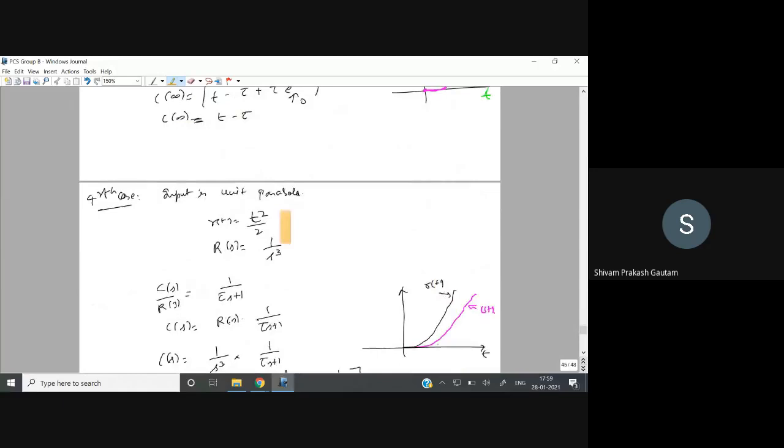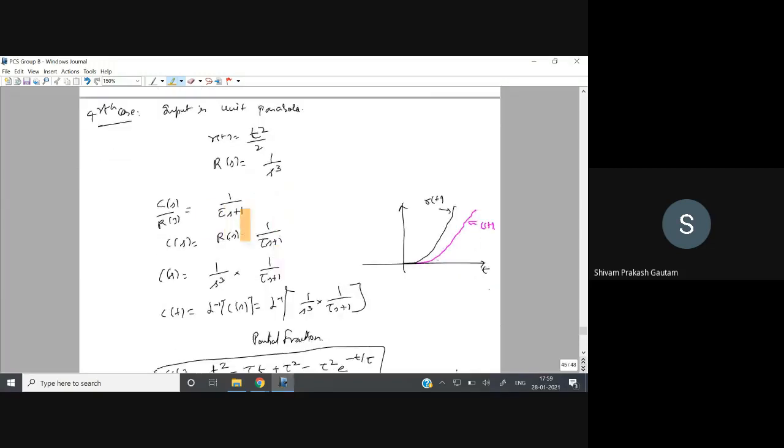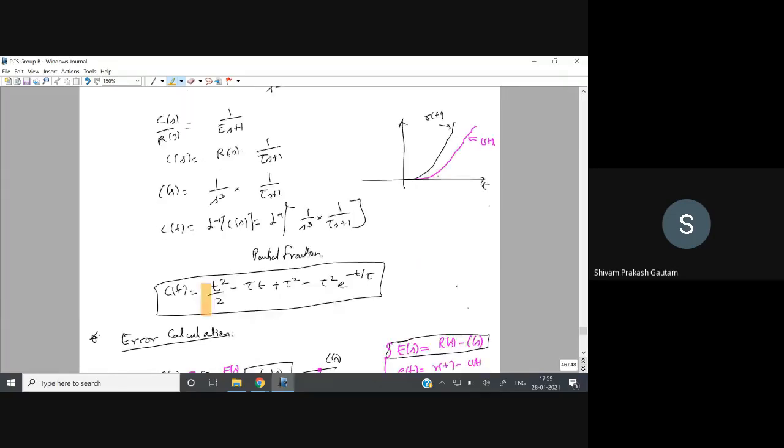Now we have also seen for parabola. You can see we have considered t square by 2, so R(s) will be equal to 1 by s cube. So this is a closed loop transfer function. We have done nothing but taken the R(s) on this side. Now here you have to use partial fraction, and once you do the partial fraction, C(t) will be equal to this part, right?